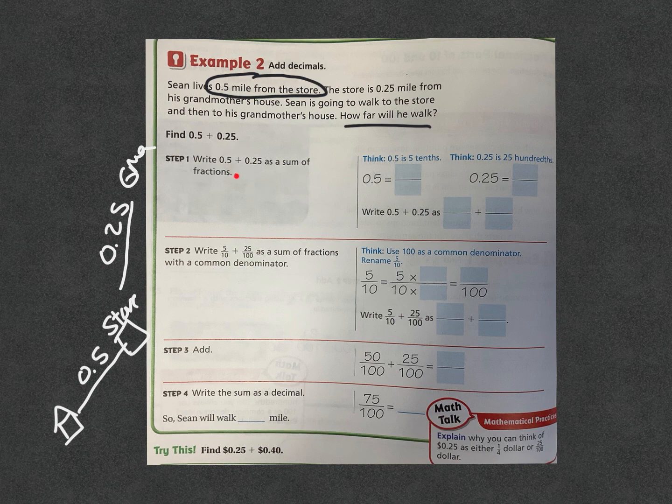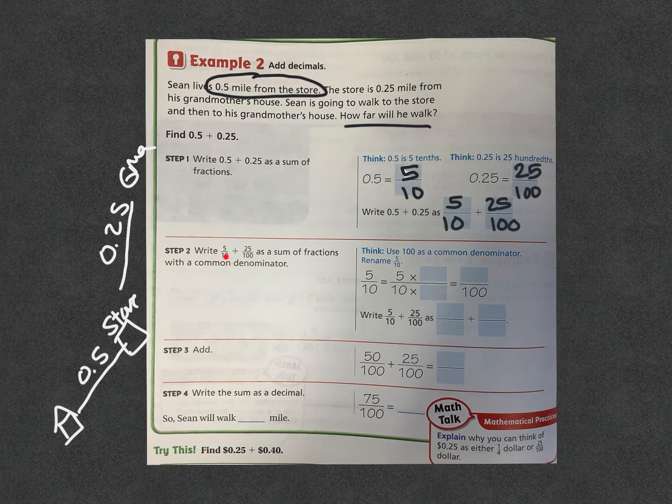You notice that what we're going to be doing is adding together the 0.5 or 5/10 of a mile to the 25/100ths of a mile, or 0.25 miles. We add those together. If we want to put them as fractions, we would have 5/10. And then this number as a fraction is 25/100ths. So we're going to do 5/10 plus 25/100ths here.